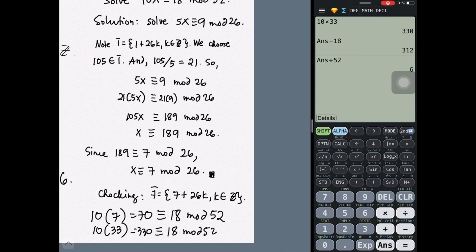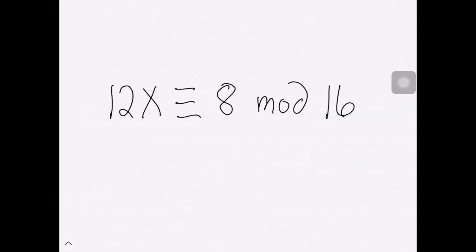Let's see if you got the gist. Try to solve this linear congruence.